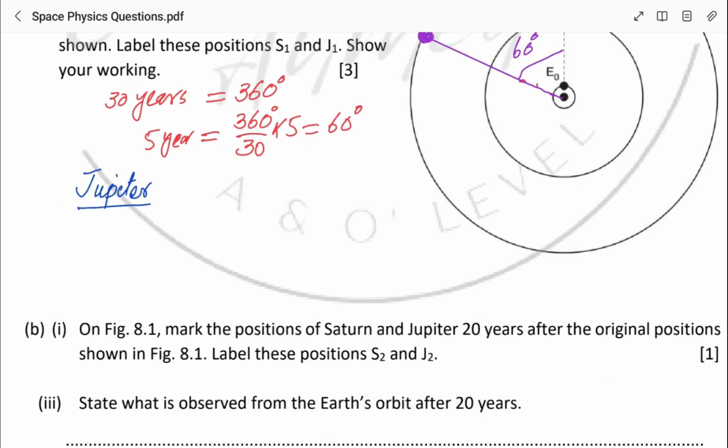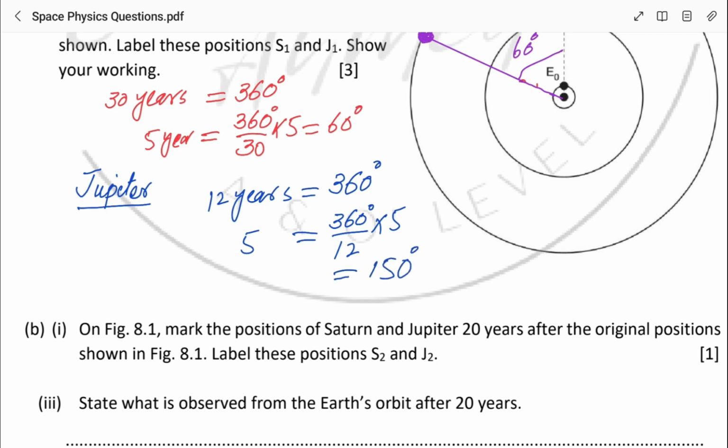Now Jupiter, its time period is 12 years. In 12 years it completes one revolution. It means 12 years is equal to 360 degrees. In 5 years it would be 360 degrees over 12 into 5, which is equal to 150 degrees. So now we will mark the position of Jupiter at 150 degrees from its original position.